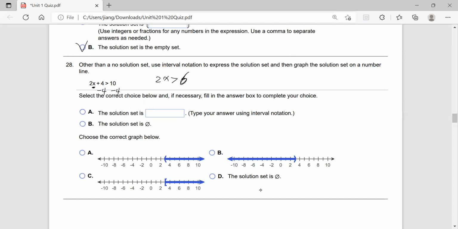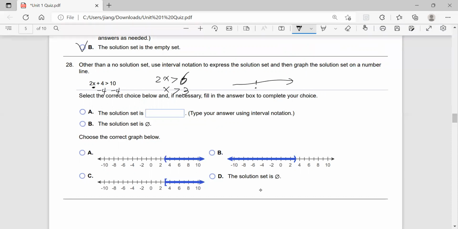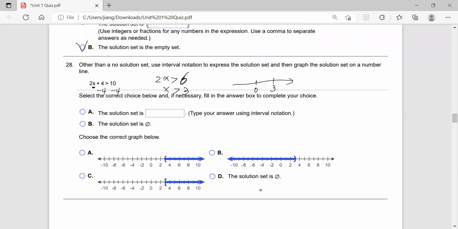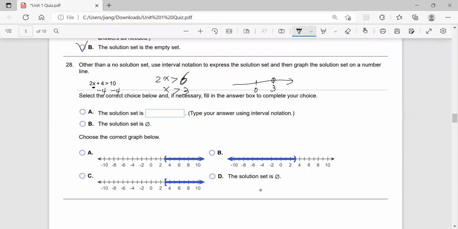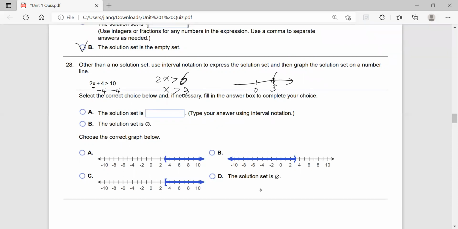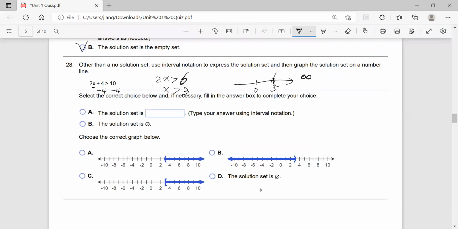And then both sides divided by 2. So x is greater than 3. So the solution is x is greater than 3. If I draw a number line, here's 0, here is 3, x is greater than 3. So 3 is not included. So it's from 3 to positive infinity.